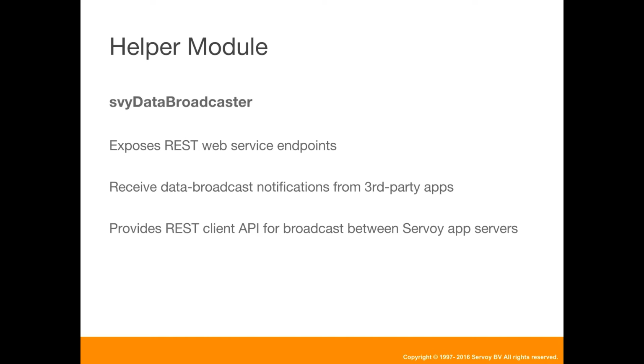They need to broadcast one to the other about a data change. So this is also a scenario in some organizations where you have multiple Servoy app servers doing different things, and they might modify the same table. In that case, they want to tell each other about it. So it does have this client API, and it also has a little UI for doing tests, and that's all included in one single module. All you have to do is import it to your app server, and it's ready to go.